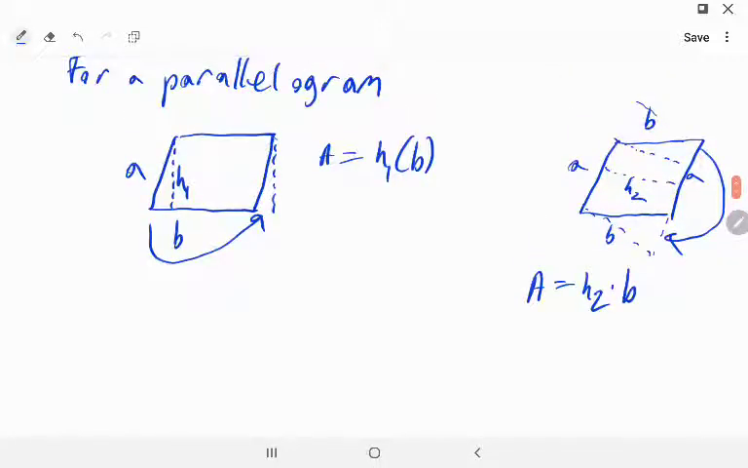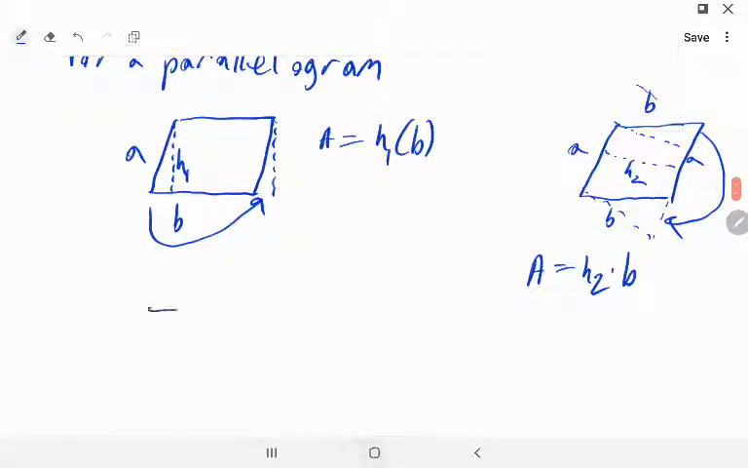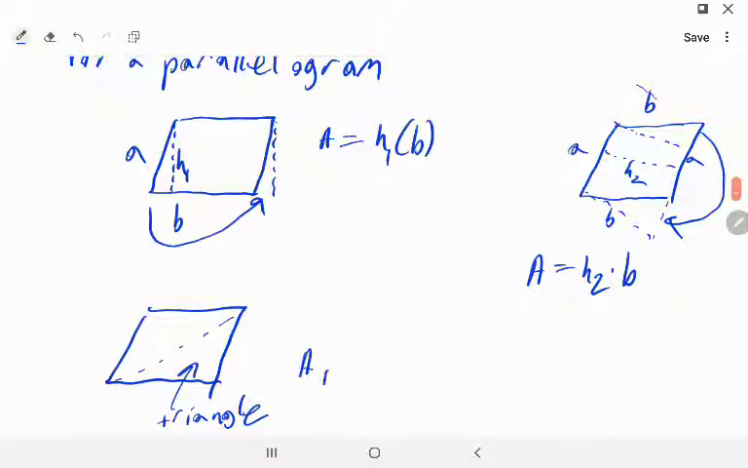And then we notice that if we know the area of the parallelogram, we can chop it in half to get a triangle. And so we notice that the area of the triangle is 1/2 of the base times the height. And so that's kind of where we get our area for a triangle from.